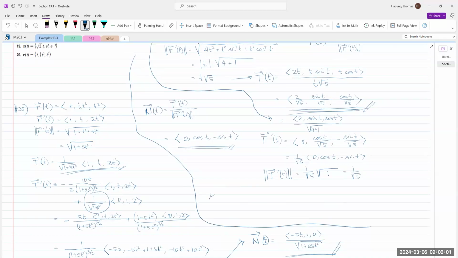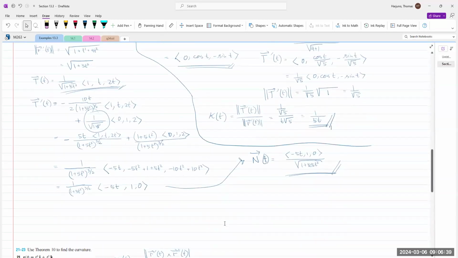The curvature at time t is defined, by one formula, to be the magnitude of the derivative of the unit tangent vector divided by the magnitude of r prime t. Right? So we have 1 over square root of 5 divided by r prime t, which is t square root of 5. That will be 1 over 5t. That's the curvature.